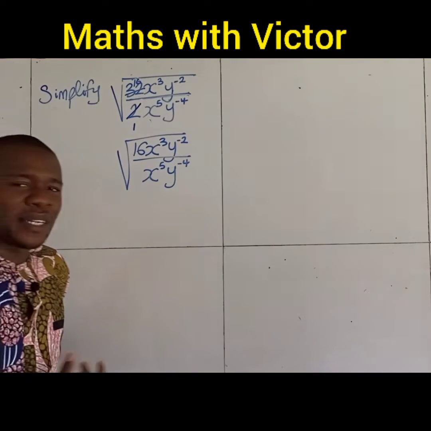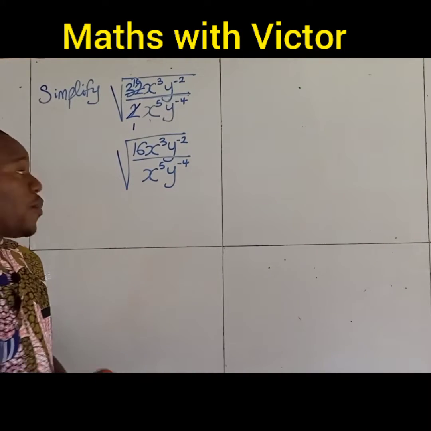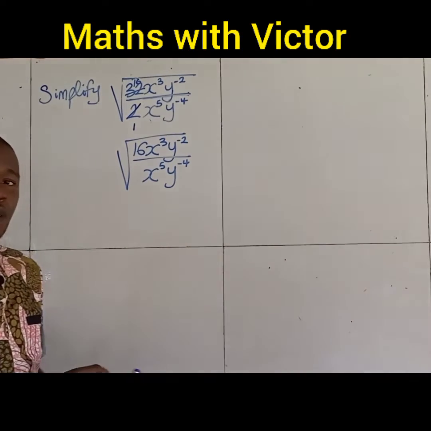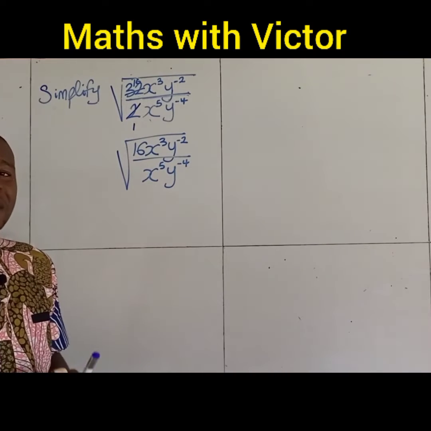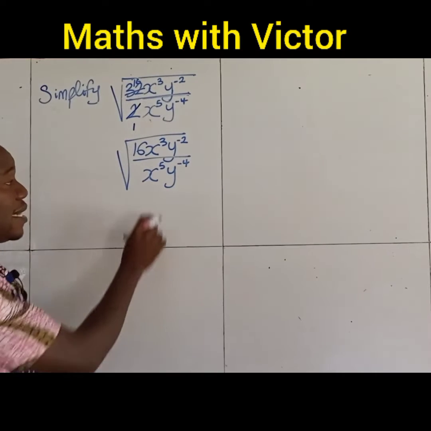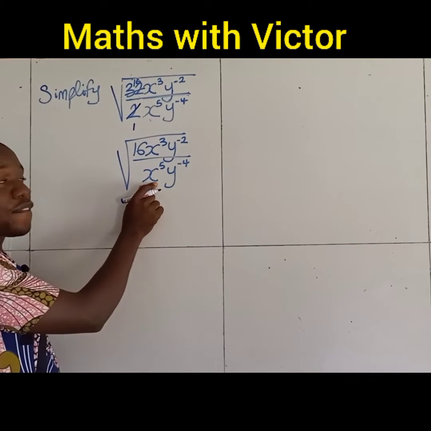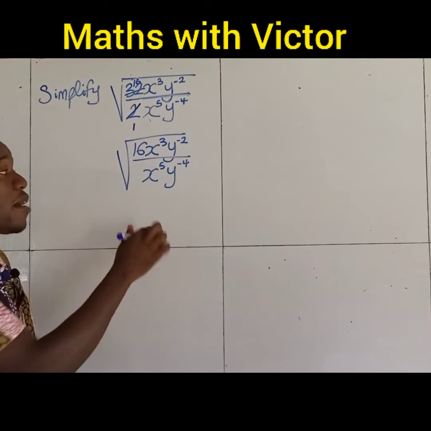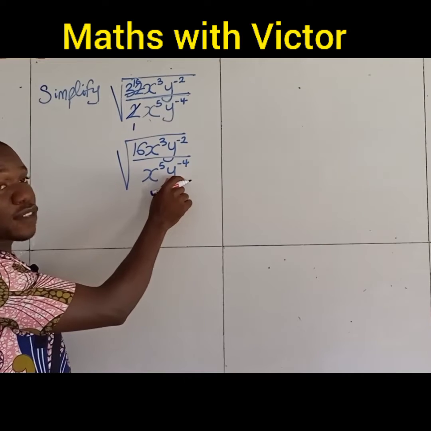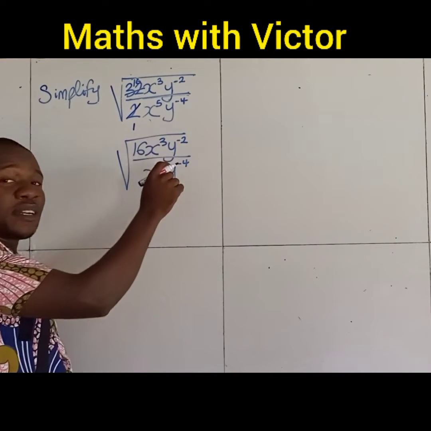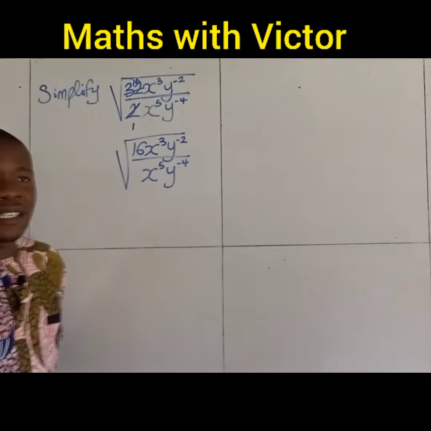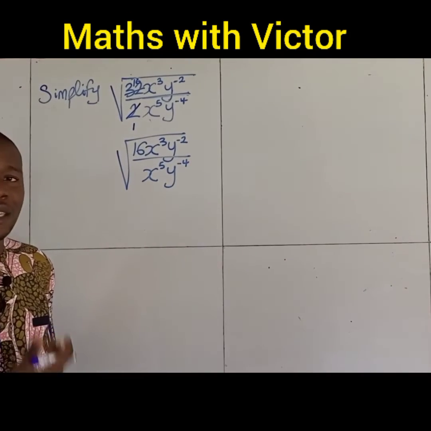In indices, we can always interchange numerators and denominators. We can make a denominator become a numerator, and we can make a numerator become a denominator. But when that happens, we must change the sign of the power of the quantity. As a denominator, I can move x to the power of 5 to become a numerator, but the power will change from 5 to minus 5. I can also move y to the power of minus 4 to become a numerator, but the power will change from minus 4 to plus 4. I talked about this in the law of indices that has to do with negative powers.